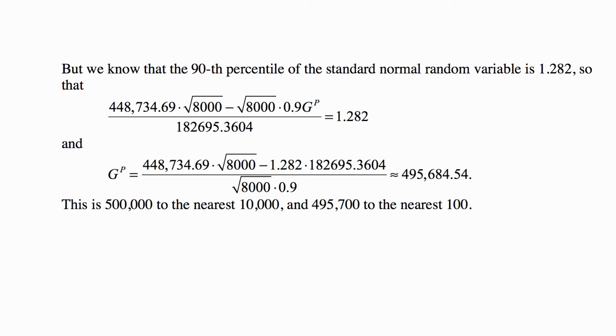Well, we know the 90th percentile of a standard normal random variable is 1.282, so this expression has to be 1.282. Now this becomes an equation in which GP is unknown. We solve for GP, and we get 495,684.54. This is 500,000 to the nearest 10,000, and 495,700 to the nearest 100.